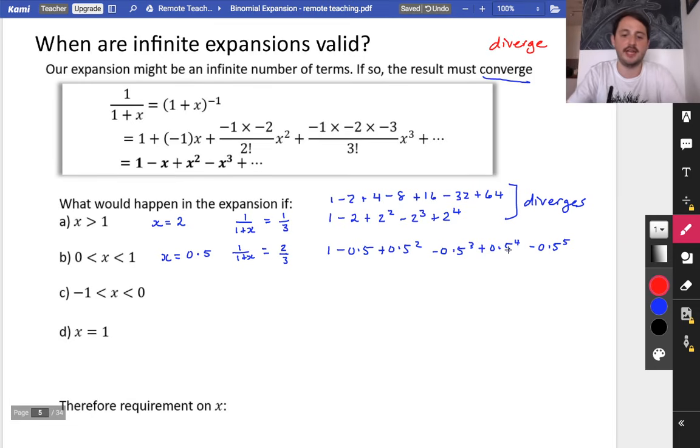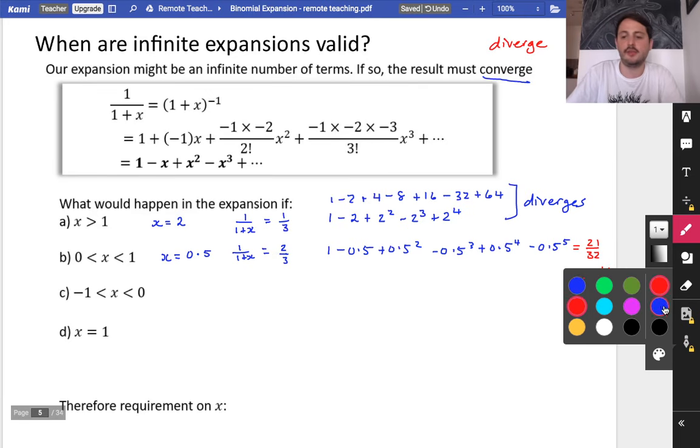If I was to type that in, so if I do 1 minus 0.5 plus 0.5 squared minus 0.5 cubed plus 0.5 to the power of 4, and I will do minus 0.5 to the power of 5. And you get 21 over 32, which is roughly equal to 0.66 to 2 decimal places. Yeah, it's kind of close to 2/3.